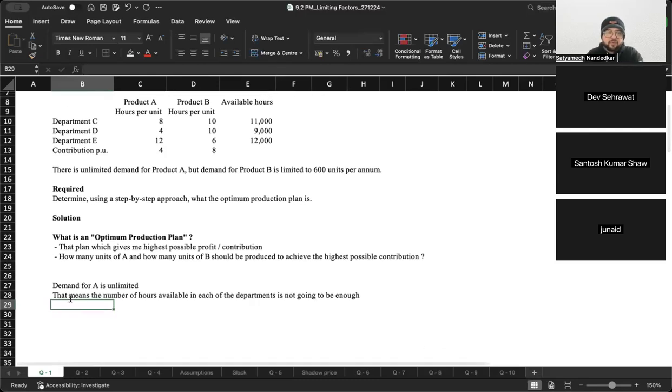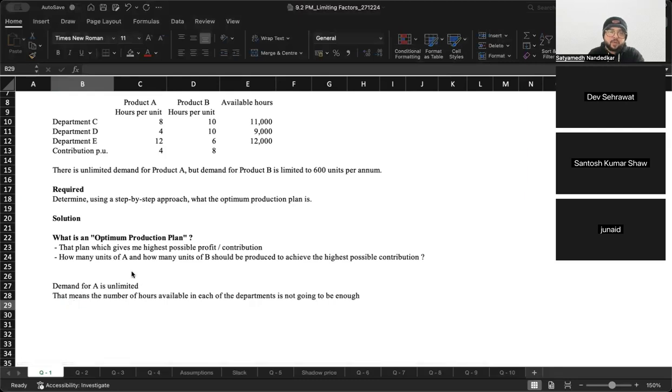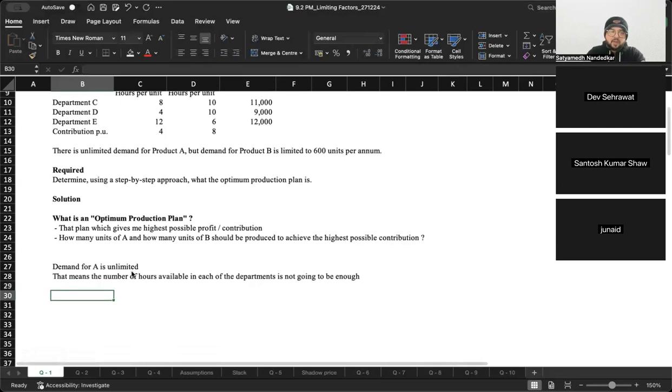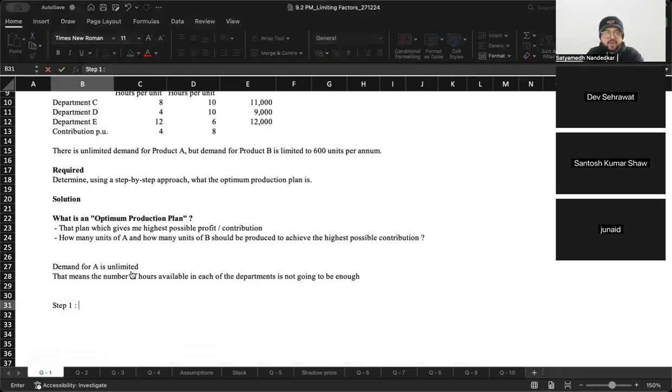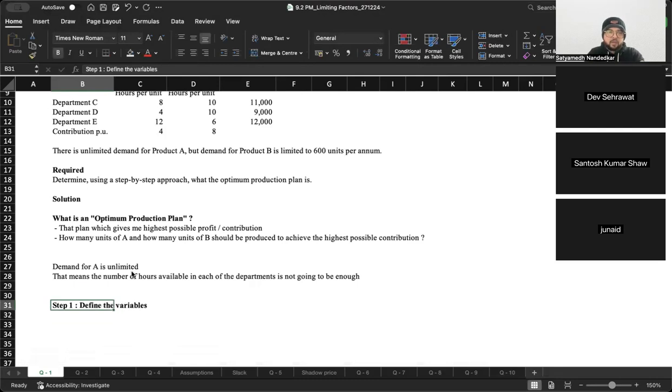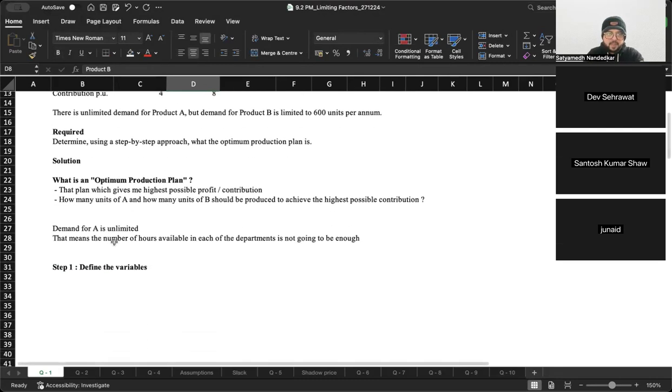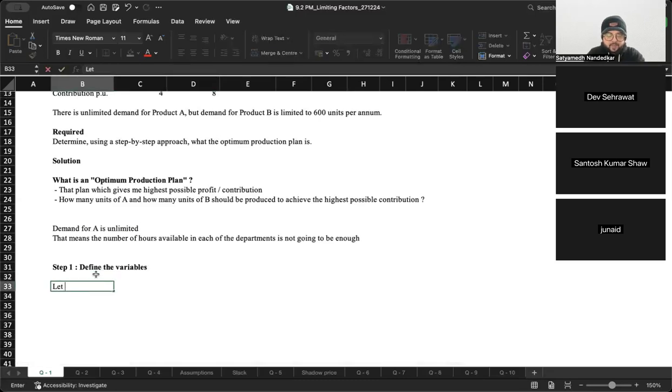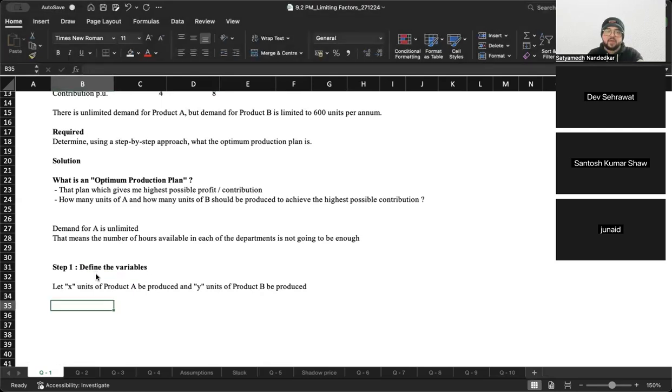Now, what we have to do is we have to decide how many units of A and how many units of B should be manufactured. So we'll follow a step-by-step approach in which the first step will be, what will be the first step? Define the variables. How do we define the variables? There is product A and there is product B. So we'll say let X units of product A be produced and Y units of product B be produced. Let there be X units of A and Y units of B.